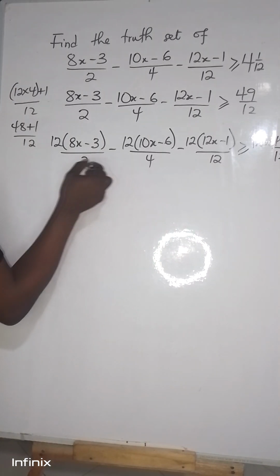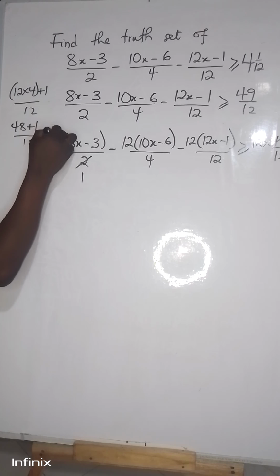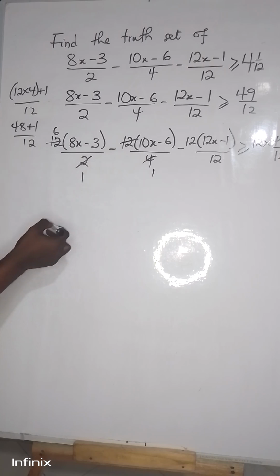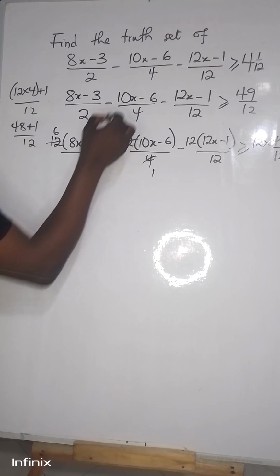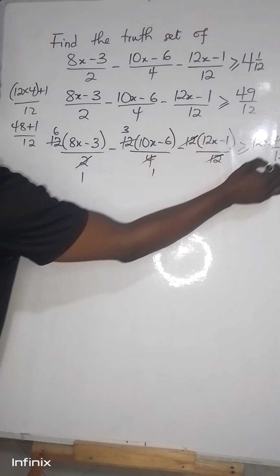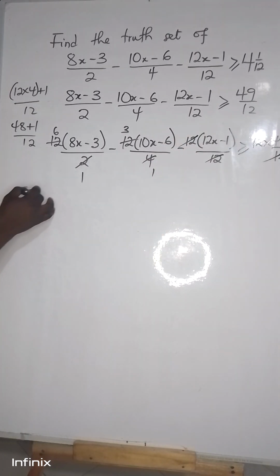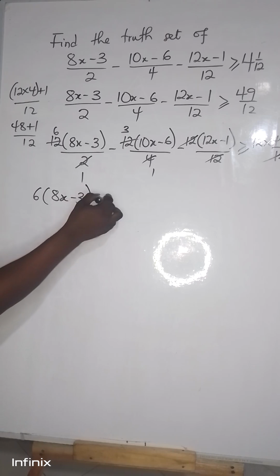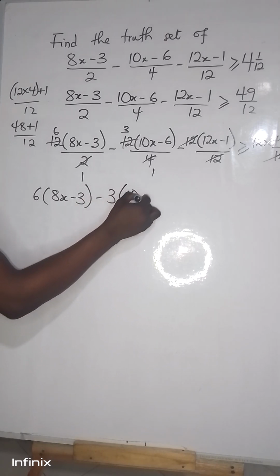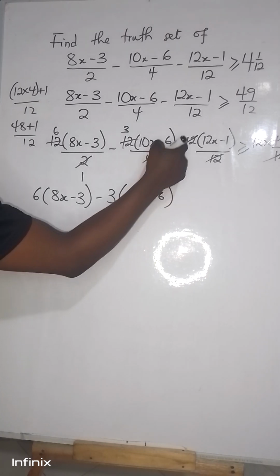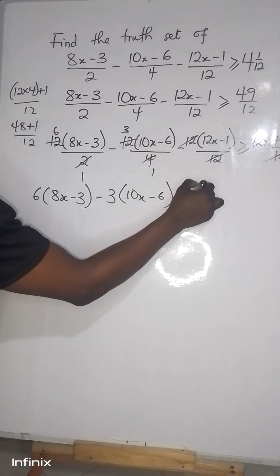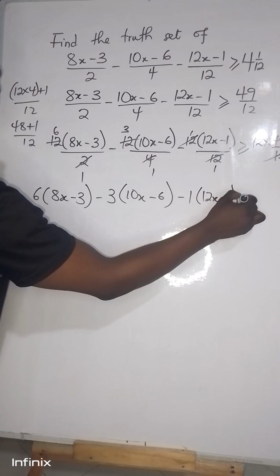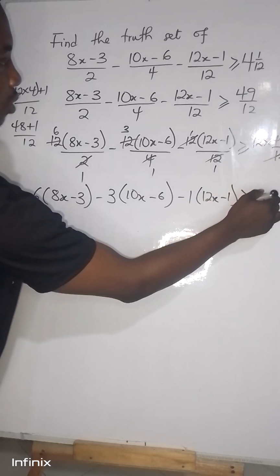So 2 into 12 is 6, and 4 into 12 is 3. Then 12 cancels 12, 12 cancels 12. So we are left with 6 times (8x minus 3) minus 3 times (10x minus 6). And what we left outside the bracket is 1, as here 1, 1. So we have 12x minus 1 greater than or equal to 49 by 1.